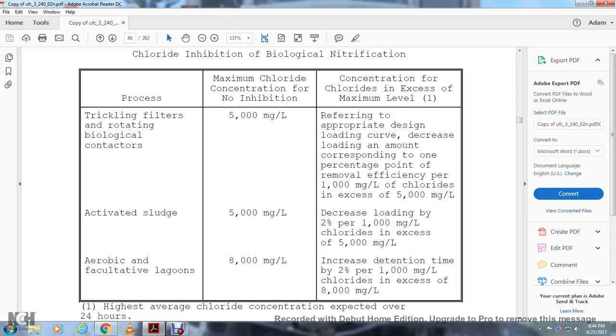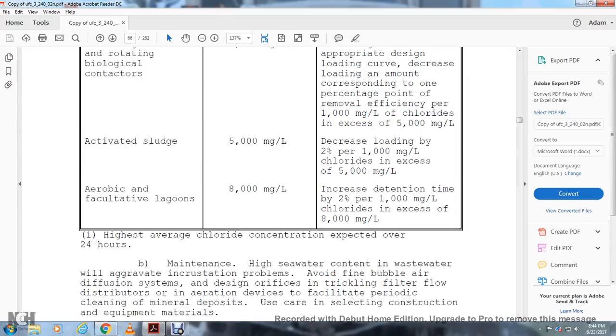Aerobic and facultative lagoons: 8,000 milligrams per liter. Increase the detention time by 22% per 1,000 milligrams per liter of chloride in excess of 8,000 milligrams per liter.